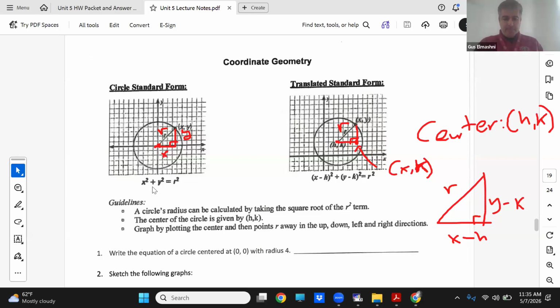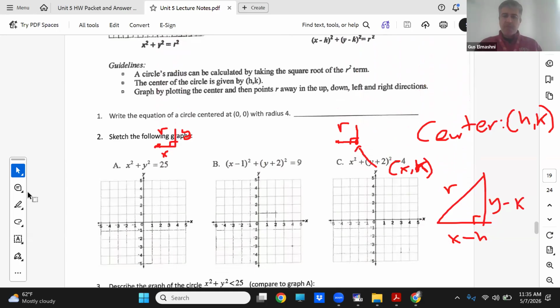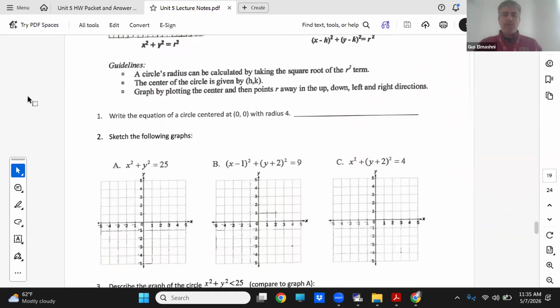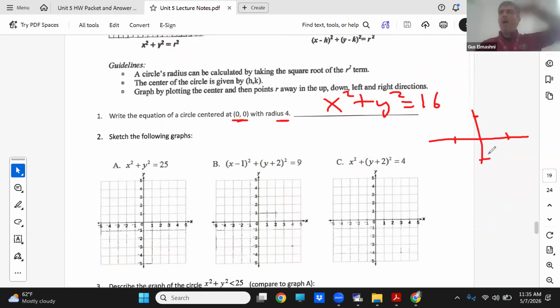Okay, so let's write this out. This is going to be very, very straightforward. Write the equation of a circle centered at the origin with radius 4. Easy. That's it. That's all you do. Because if you think about it, if your radius is 4, how far do you go up, down, left, right from the origin? If your radius is 4, you go 4 up, 4 right, 4 left, 4 down.